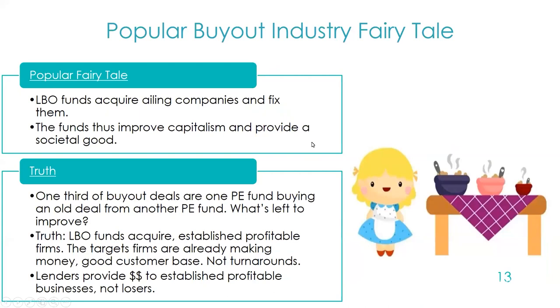Now, a popular fairy tale that you hear in the United States when the PE industry gets criticized is the PE industry says, well, we're buying these ailing companies and then we're fixing them up, and therefore we're doing a benefit for society. That's a little bit like Alice in Wonderland's story, when the real truth is that perhaps a third of deals now is simply one PE fund selling to another. And of course, as I mentioned, the companies are already profitable. There's really not much to fix up in the first place.